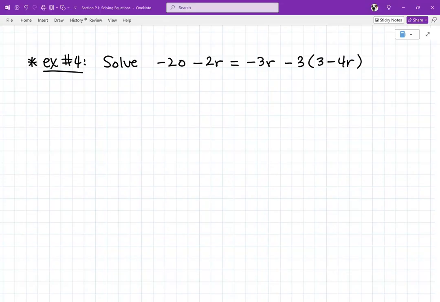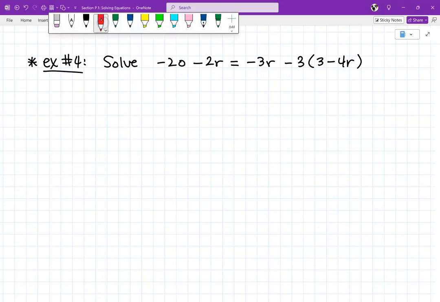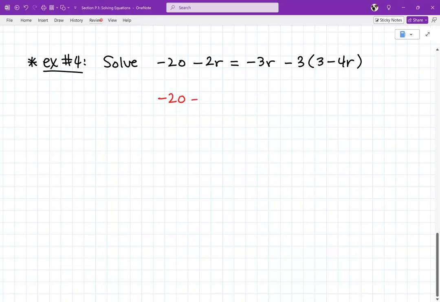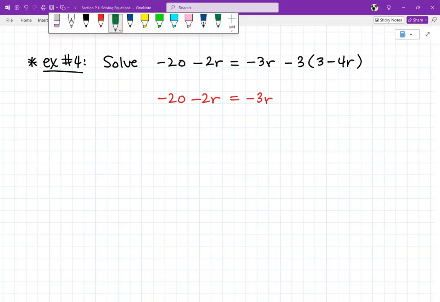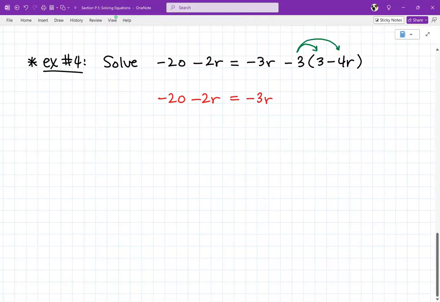So let's go ahead and do that. Left side, I'm not touching it. I'm going to leave it alone, okay? At least for now. Negative 20 minus 2r equals negative 3 times the quantity 3 minus 4r. I'm going to leave the left alone. But this negative 3 is going to get distributed.